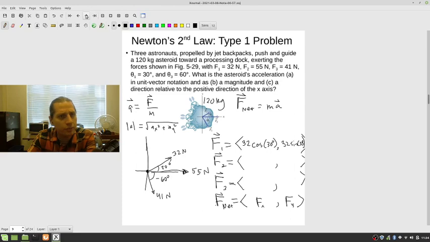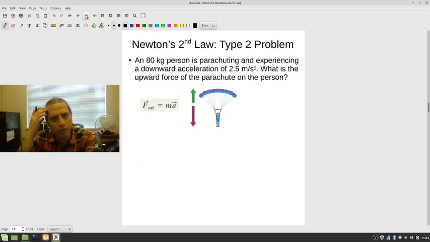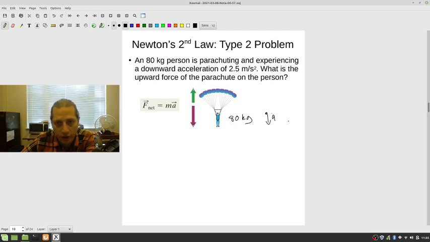The second type of Newton's second law problem that we looked at was one where you're given some information about the motion of the person, and then you have to infer what sorts of forces are causing that motion. So in this case, you have an 80 kilogram person, and they're experiencing a downward acceleration. So there's our A vector at 2.5.